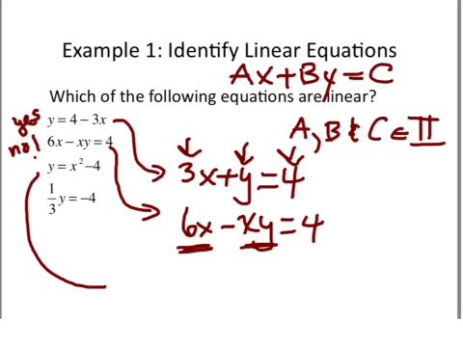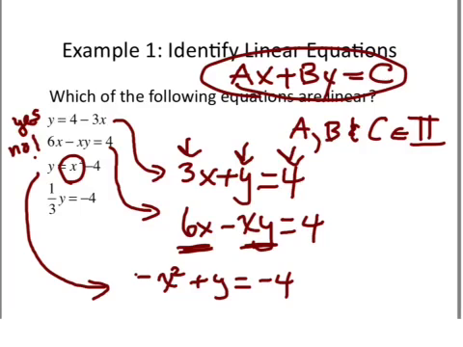Similarly, let's take a look at this next equation. If I were to try to adjust this equation and get it into what looks like standard form, I'd have to move this x squared term over. When I do that, I get negative x squared plus y is equal to negative 4. This would be all good, except the x term is squared, and that's not a part of our standard linear equation. So we know that, again, this next equation is not linear.